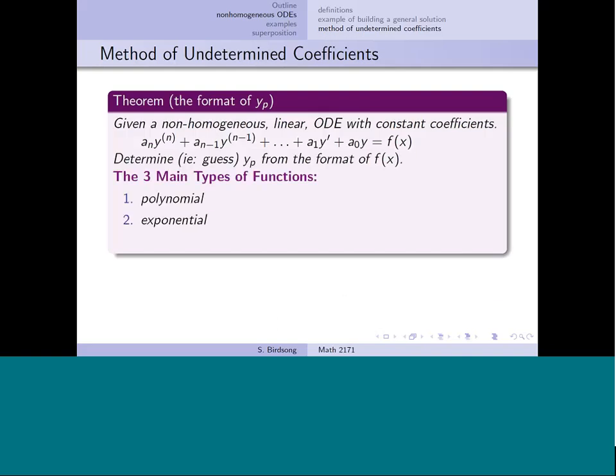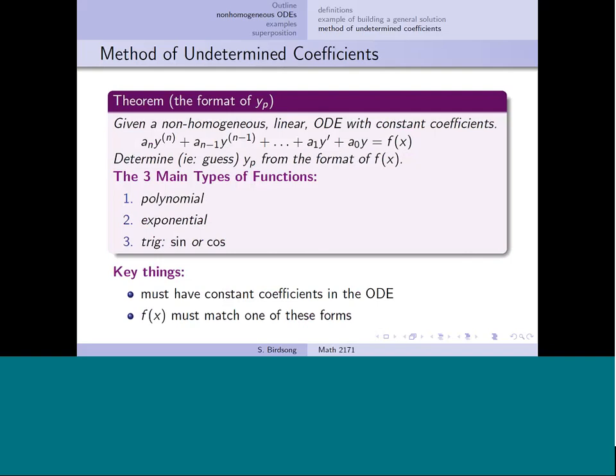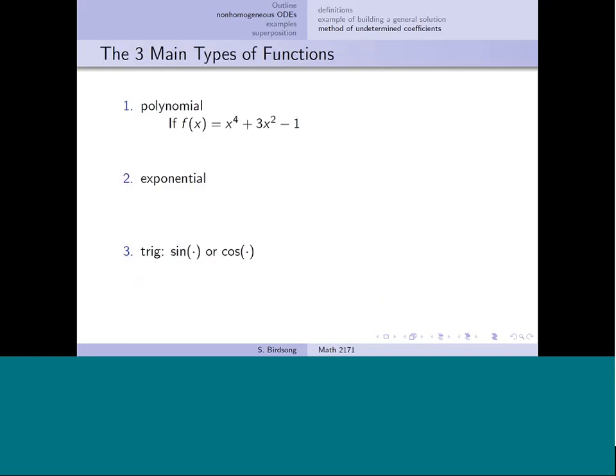So the three types of functions that we're allowed to use for the non-homogeneous part of our differential equation are polynomials, exponential functions, and trig functions that are either sines or cosines. The key thing that you've got to have here, as we just mentioned, is constant coefficients in front of your dependent variable terms, and your non-homogeneous part must correspond to one of those three function types-ish. We should get to the ish part at the end of today, and if not, at the beginning of next time. So here are three types of functions.